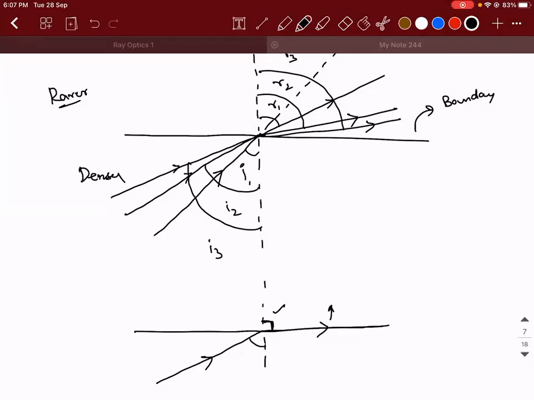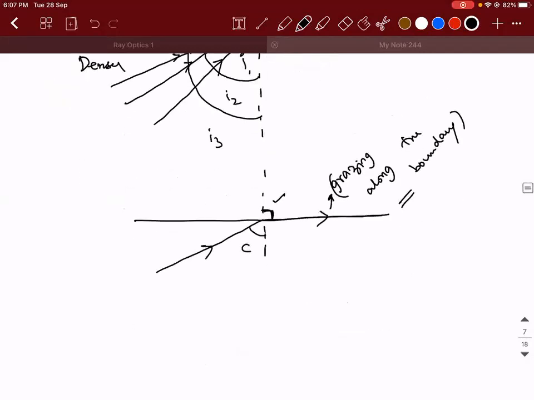This kind of a movement is called grazing along the boundary. So the angle of incidence for which the ray refracts exactly along the boundary is what is called the critical angle. Are you able to understand? So this is what we call the critical angle.